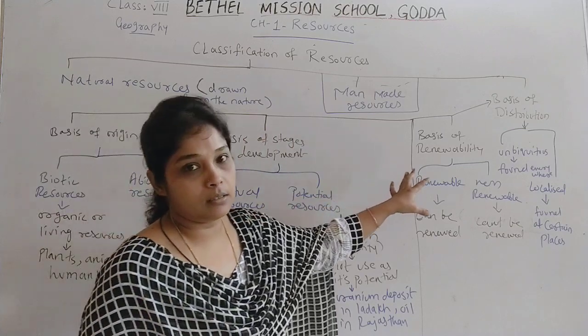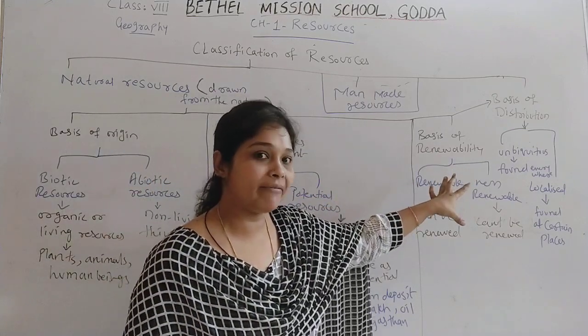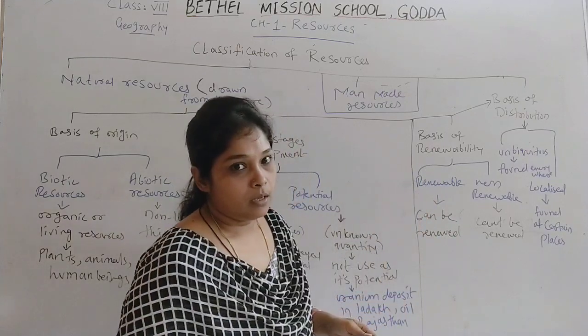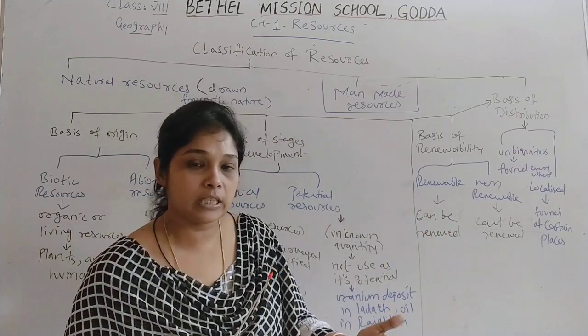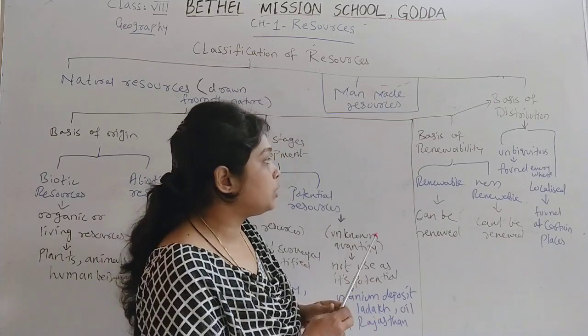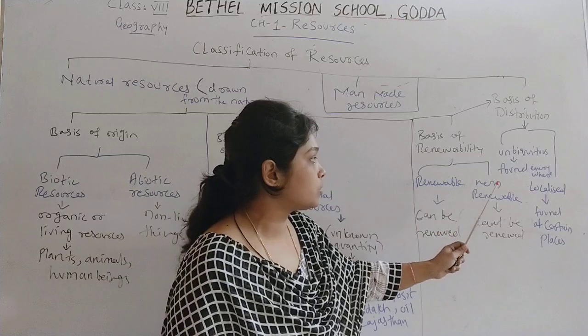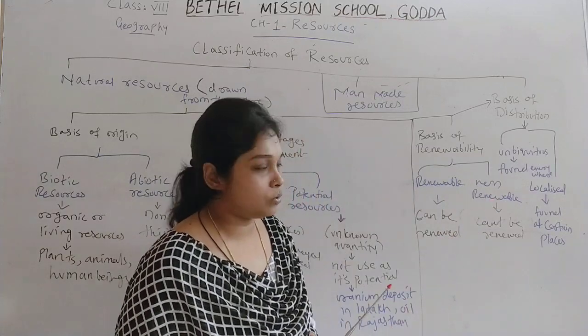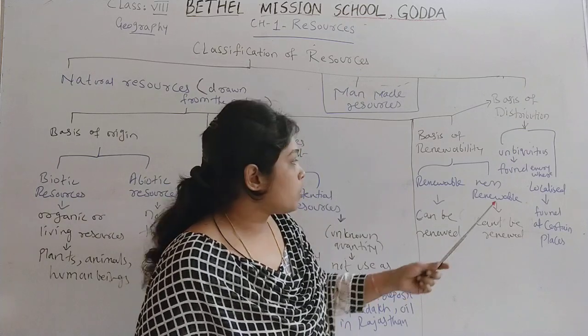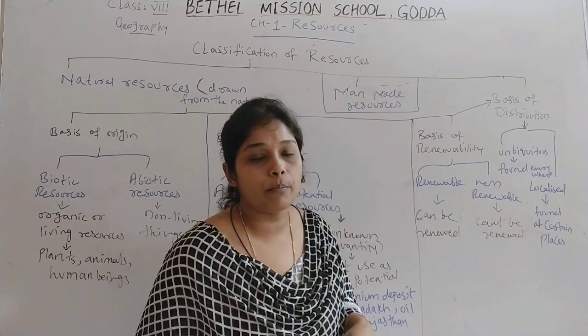Now the third basis: natural resources can be classified on the basis of renewability. That means whether the resources can be renewed or cannot be renewed. On that basis we have two types of resources, renewable resources and non-renewable resources. Renewable resources are resources which can be renewed, and non-renewable resources are those which cannot be renewed.